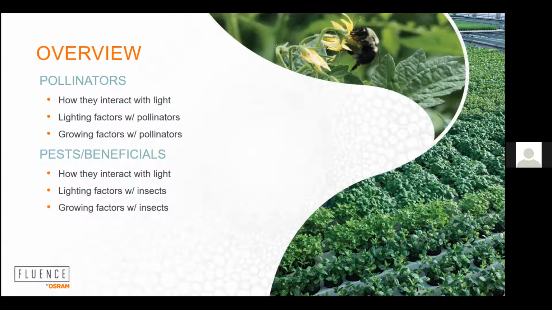How this is going to be broken up is I'm going to talk about the generalities of insect interaction with light, and then our experts at BioBest are going to dive a little deeper into details with questions and things like that. I've separated these into two different categories. We're going to talk about pollinators first and then pests and beneficials, because there aren't major differences, but there are some differences in how they interact with light.